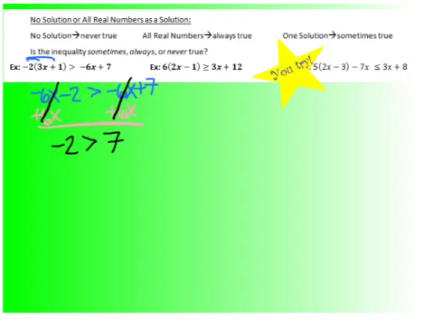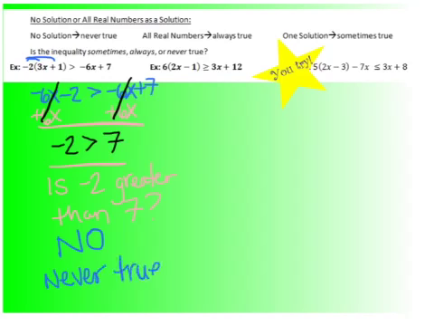I don't have any variables left over at all. All I'm left with is this statement, the statement that says -2 is greater than 7. Is that a true statement? So is -2 greater than 7? And the answer to that question is no. No, that is not true. Therefore, this inequality is never true, because that's not a true statement. -2 is not greater than 7, ever. So no, this is never true.